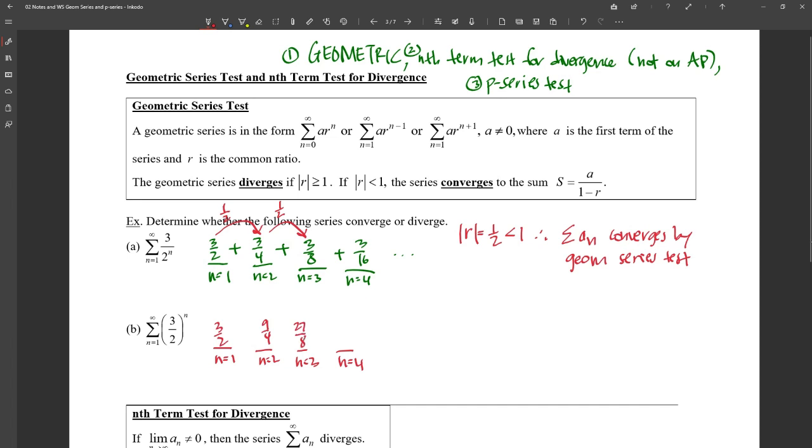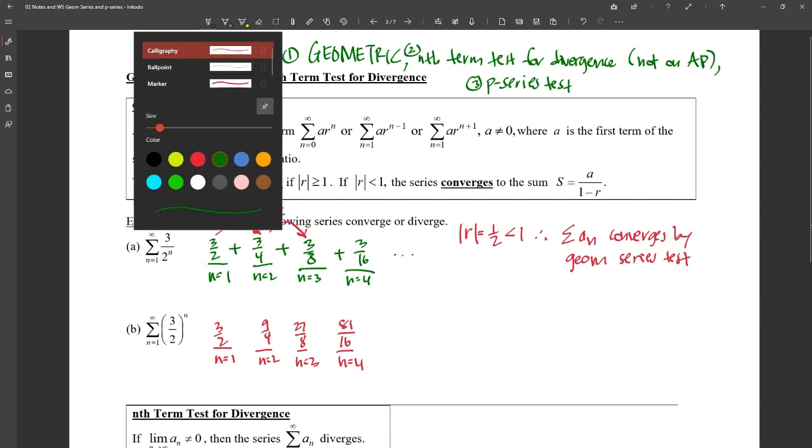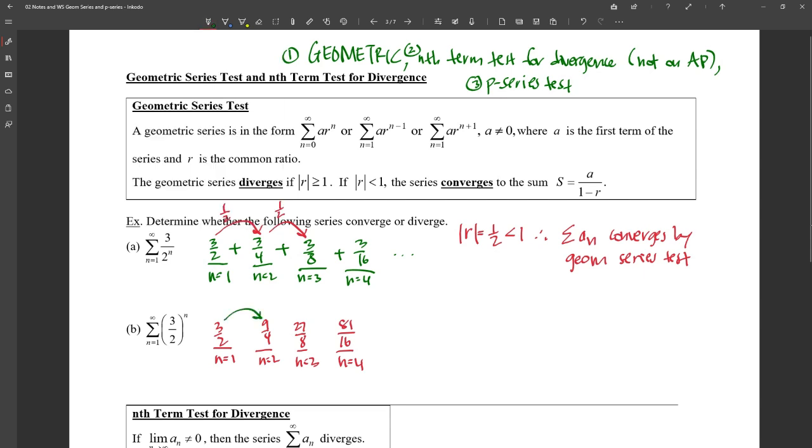And so if I kept going on this, this would be 16, this would be, I guess, 81. So if I kept going, what do I see? Is it a geometric series? Well, let's look. To go from here to here, I multiplied by 3 halves. To go from the second term to the third term, I multiplied by 3 halves. And to go from this term to this term, I multiplied by 3 halves.